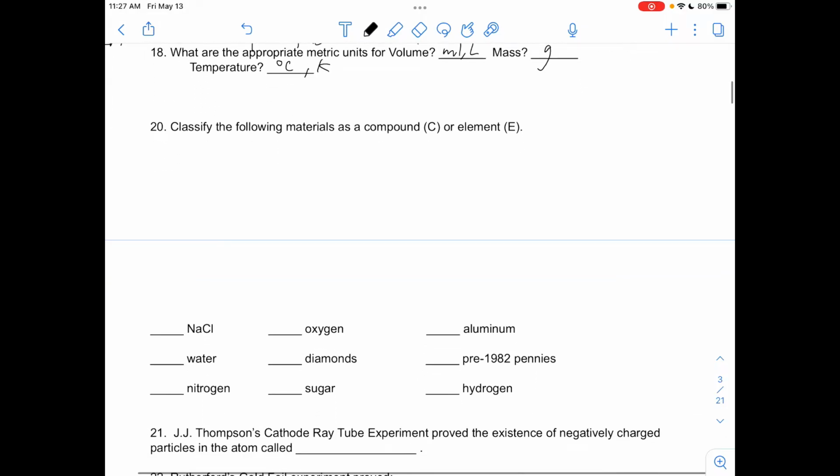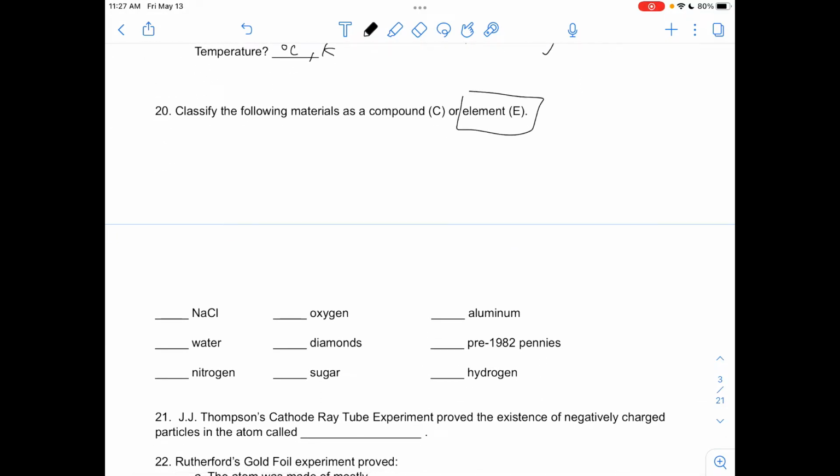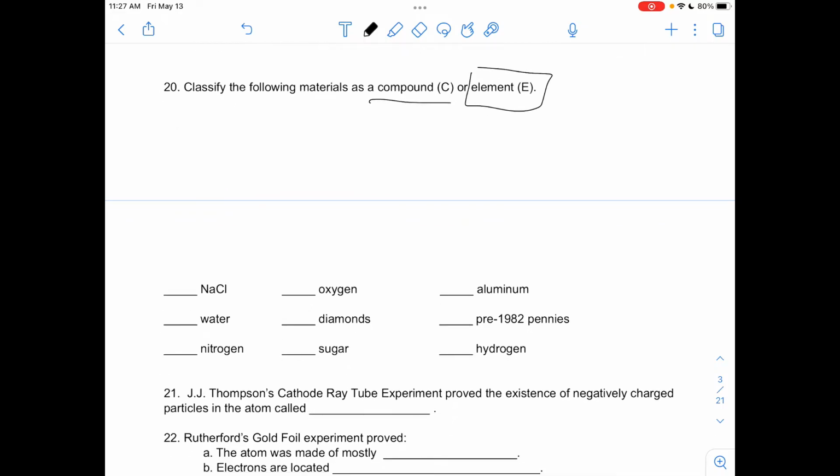Okay, we're going to classify the following as compounds or elements. Remember, elements are things we can find on the periodic table. Compounds are two or more elements combined. So let's see, NaCl would be a compound. Water is H2O, so compound. Nitrogen is an element. If it was nitrogen gas, it would be N2, but this is purely just nitrogen. Nitrogen gas would be a compound.